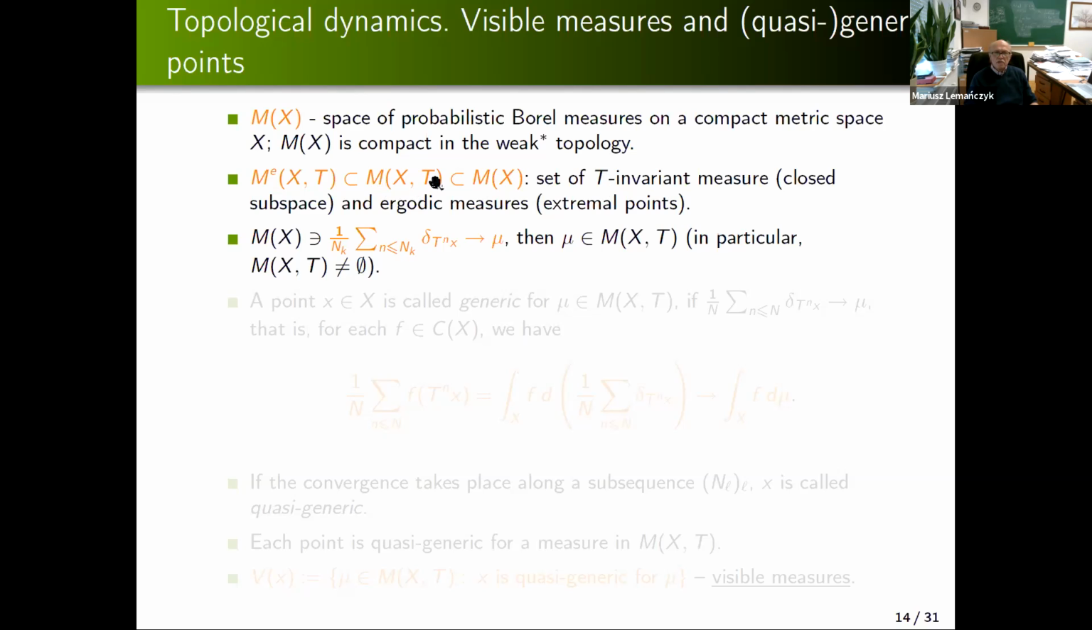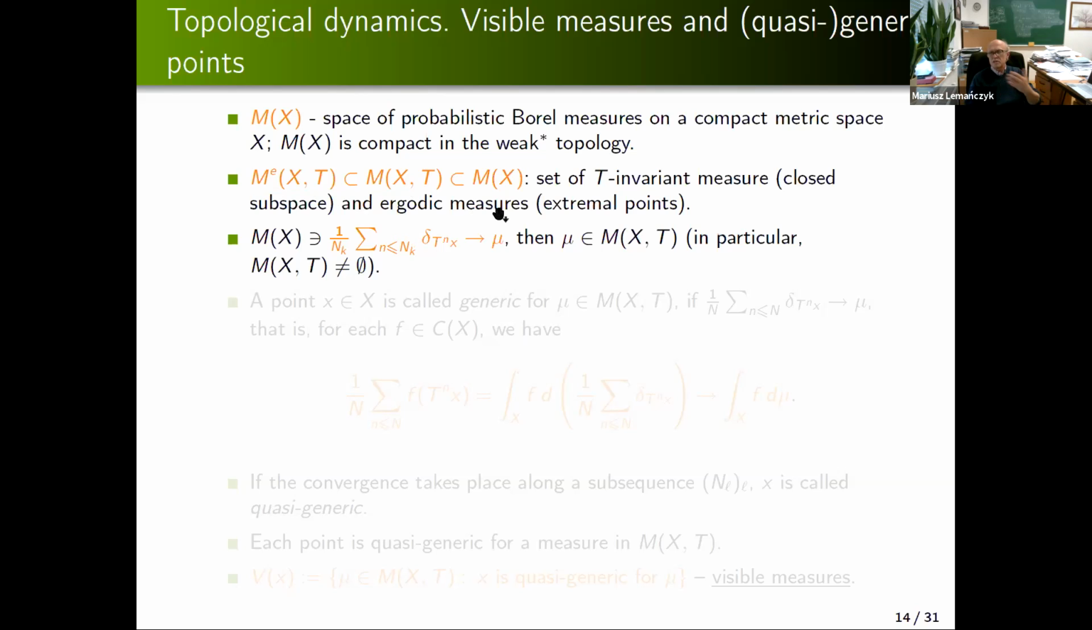So this set of T invariant measures is a closed subset. It has an additional affine structure, which somehow tells us, okay, so this is a simplex of measures, and then the simplex has some extremal points, and it turns out that the extremal points of this simplex are exactly measures which yield ergodicity.